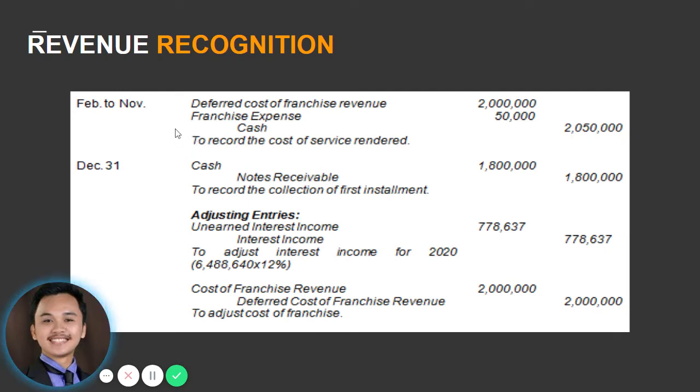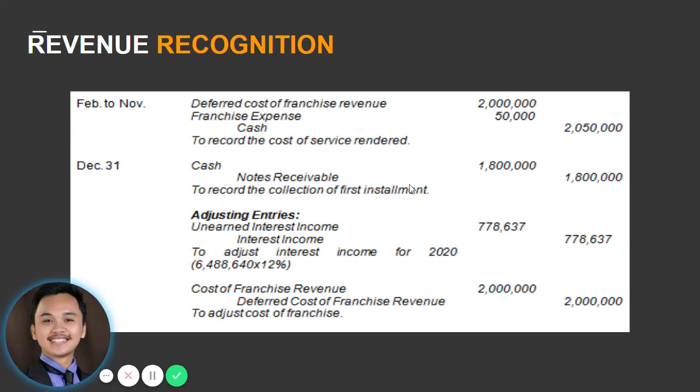So same as our entries earlier. Debit to deferred cost of revenues for 2 million, another debit to franchise expenses for 50,000, and credit to cash for 2 million 50. Okay, this time. Now, guys, since the note issued by the franchisee is non-interest bearing, that means there is no separate payment for interest. As what I have said earlier, the interest is already imputed or already included in the payment of 1.8. Okay?